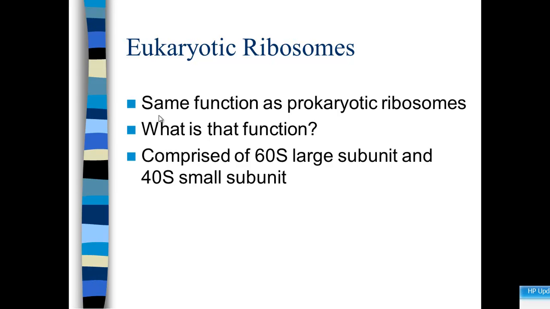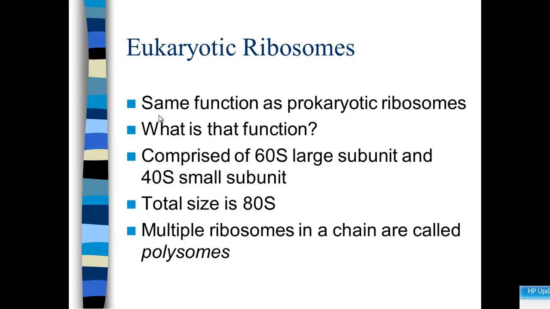The large subunit is 60S. If you'll remember, the large subunit for prokaryotes was 50S, and the small subunit is 40S. S refers to Svedberg units, and the smaller a Svedberg unit is, the smaller the particle is. Okay. Total size is 80 Svedberg units, and it doesn't add up to 100 because it's based not on the actual molecular size, but it's based on the sedimentation rate.